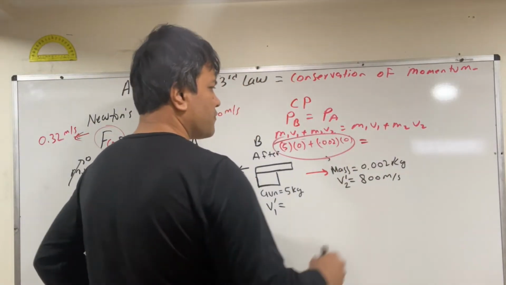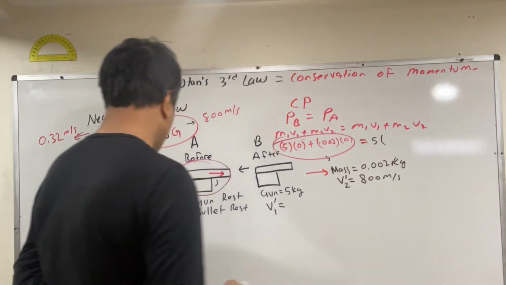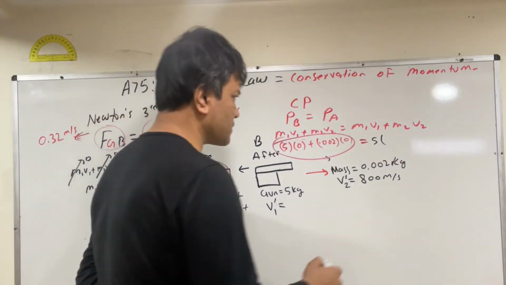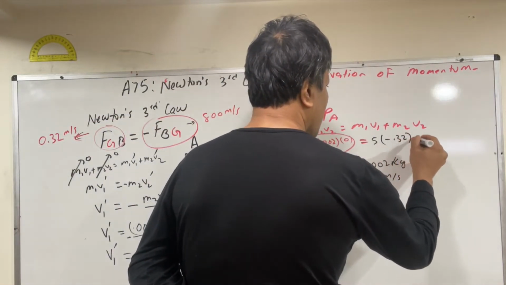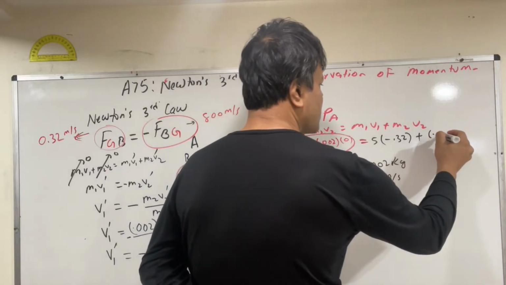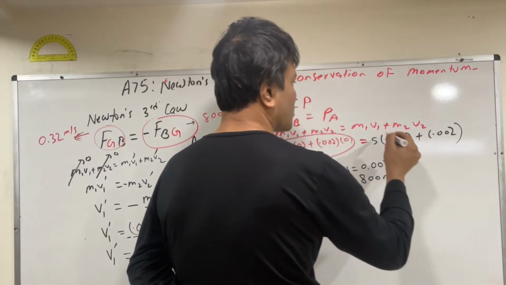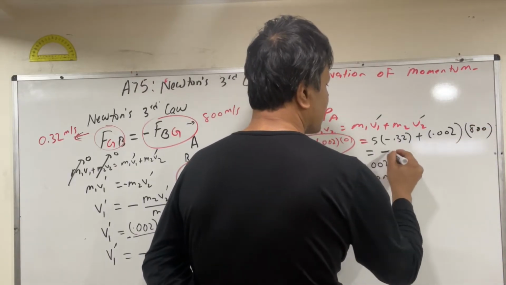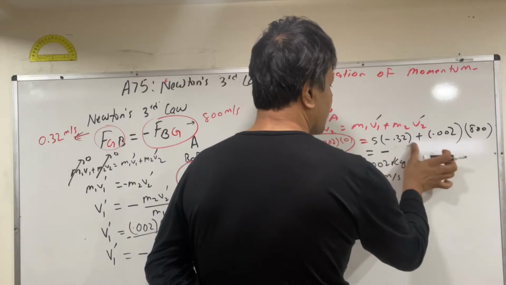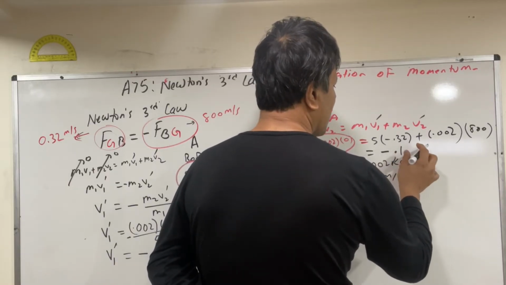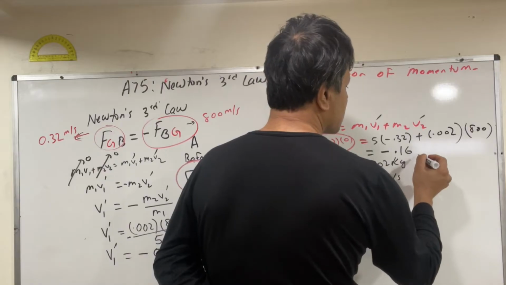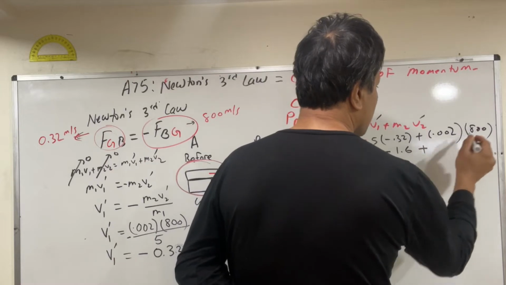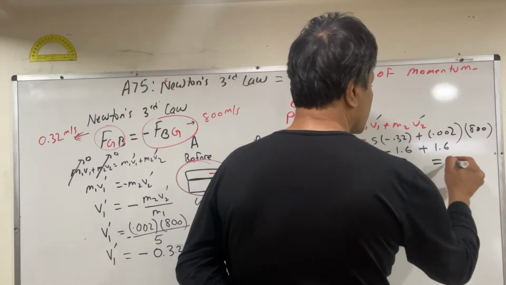Mass 1, which is 5 kilograms. The velocity, you got the velocity, right? The velocity of the gun is negative 0.32, plus mass of the bullet is 0.002, and velocity of the bullet, I forgot to put prime, and don't forget to put 800. So this is negative 1.6, negative 0.16, yeah, 0.16, and this is negative 1.6, this is positive 1.6, and so therefore 0, right?